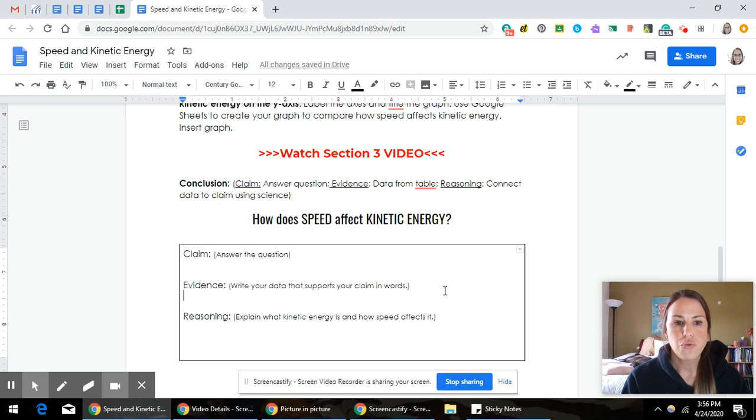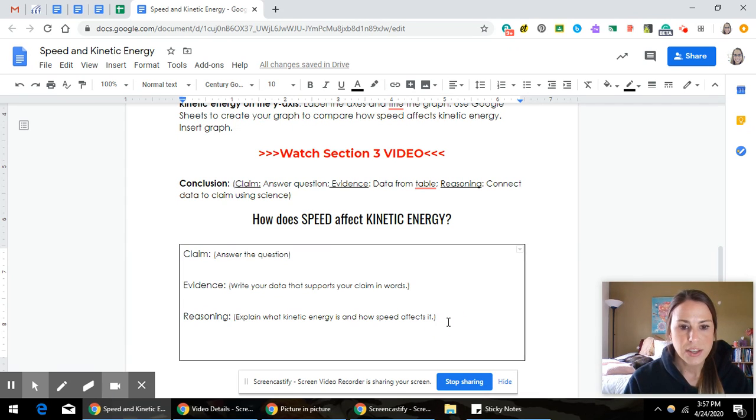You're going to use your actual data. So tell me, what was your speed when you were walking heel to toe? What was your kinetic energy? You're going to write that in sentences, in words. Tell me about your speed when you were walking normally and your kinetic energy. Tell me about your speed when you were running and your kinetic energy. In your evidence, I should see your numbers, because remember, that's straight from your data table.